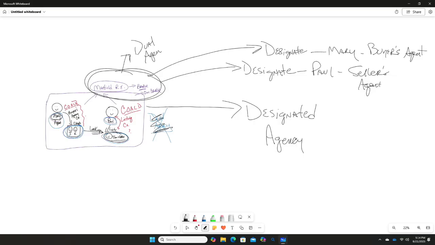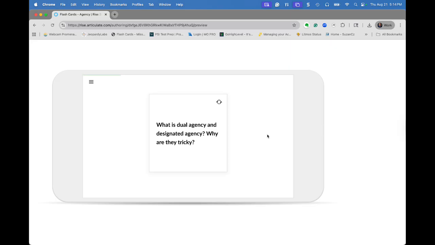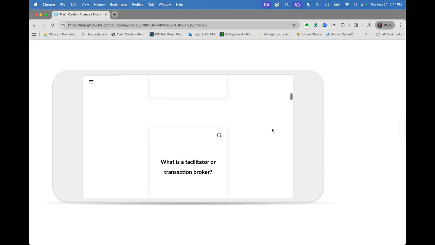So I can't disclose any confidential information that I get in the situation with either party, okay? However, in this case, as designated agency, it really allows Mary to work for John and Carrie, and it allows Paul to work for Tom, and there's not a lot of problems there. Kind of complicated, but you got it, and I know you did. So good job on that. So we will scroll on down.